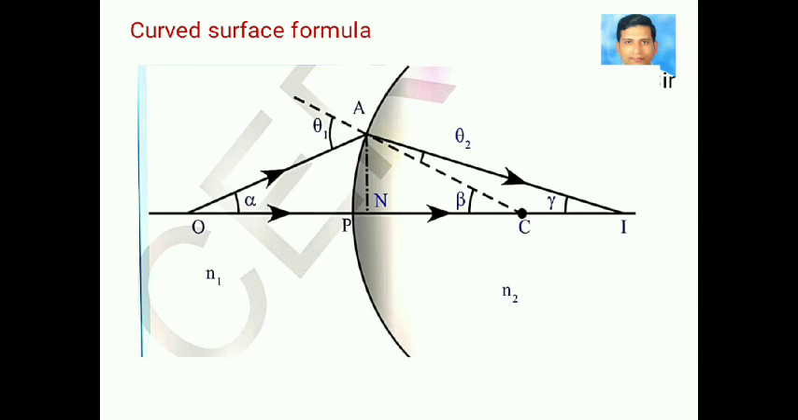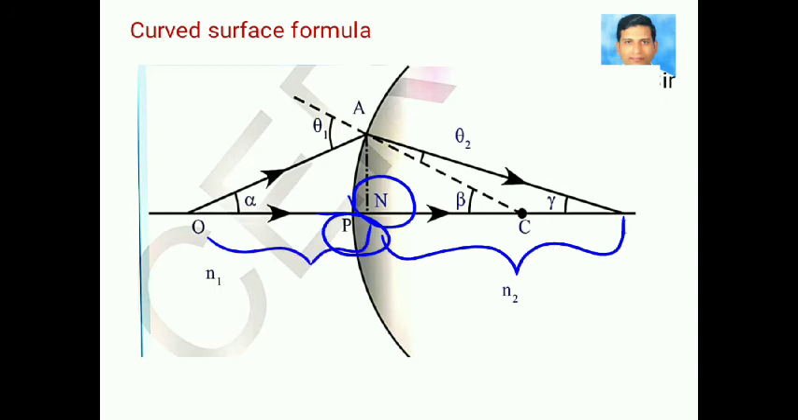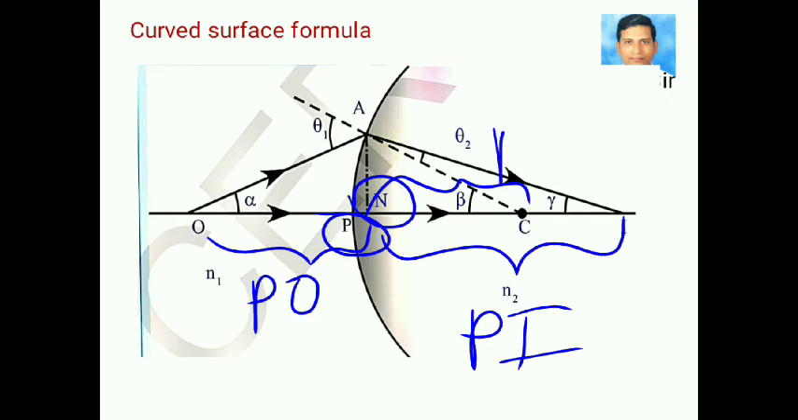As the rays move very close to the principal axis, the point N coincides with the pole P. Therefore, NI, NO and NC can be replaced by PI, PO, PC respectively.